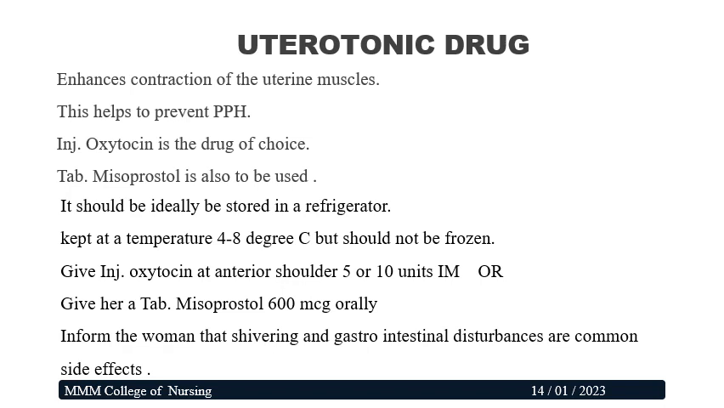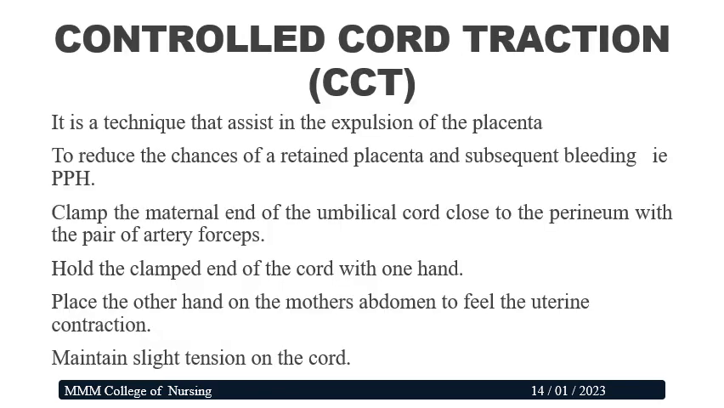It should ideally be stored in a refrigerator at a temperature of 4 to 6 degrees centigrade, but not frozen. Injection oxytocin should be given at the anterior shoulder, 5 to 10 units IM, or give tablet misoprostol 600 micrograms orally. Inform the woman that shivering and gastrointestinal disturbances are common side effects. So you will have to know that misoprostol and oxytocin can cause shivering and gastrointestinal disturbances. So this is about the uterotonic drug.